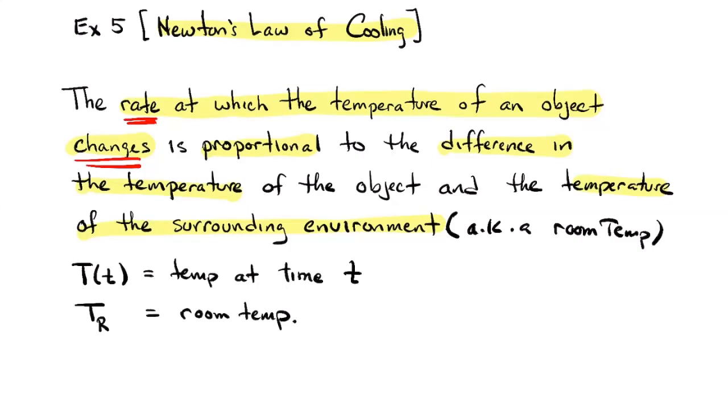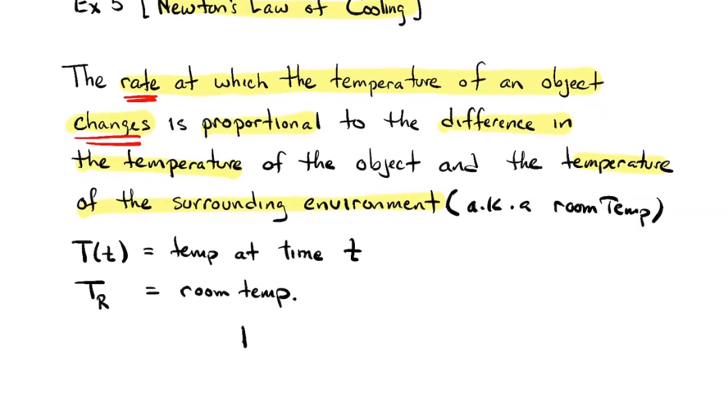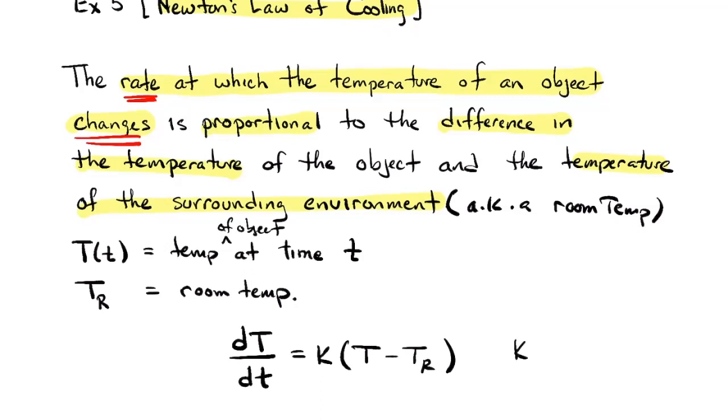Okay, so how could I write down Newton's law of cooling as a differential equation? It's saying that the rate of change in the temperature, it's understood with respect to time, of this object, where T of t is the temperature of the object at time t, is proportional to, that is a constant times, the difference between the temperature of the object and the room temperature. So Newton's law of cooling stated as a differential equation exactly looks like that. Here k is some constant.